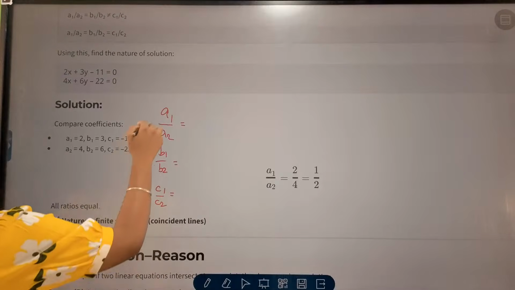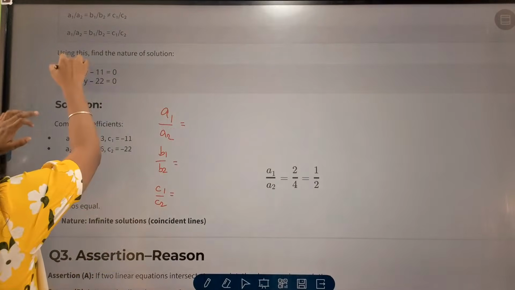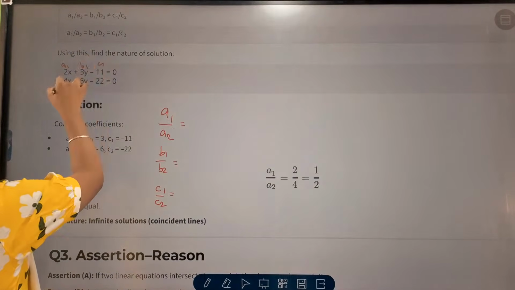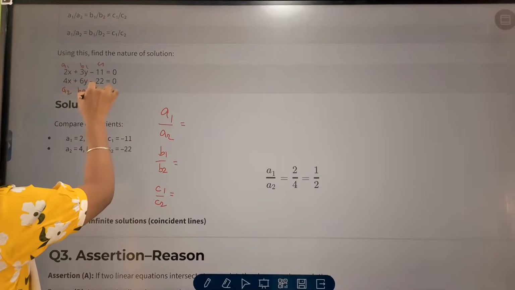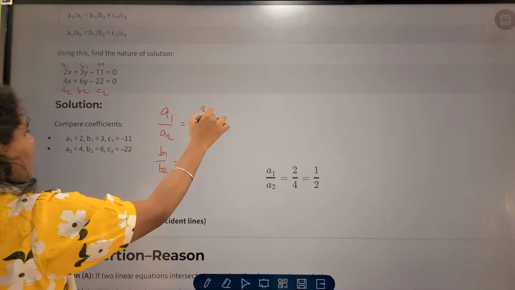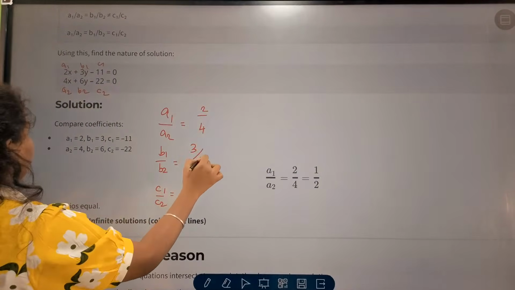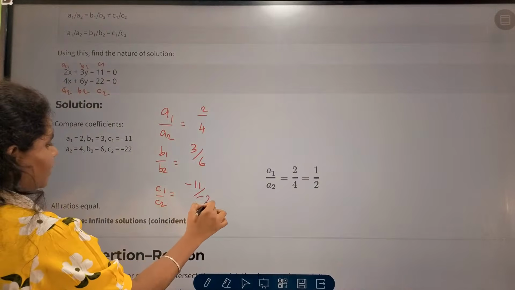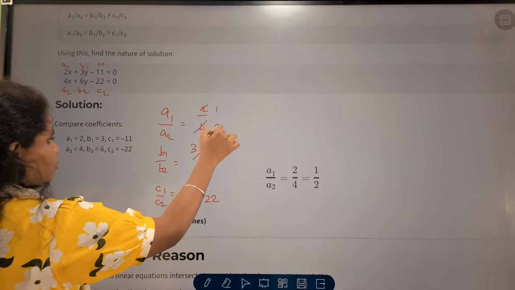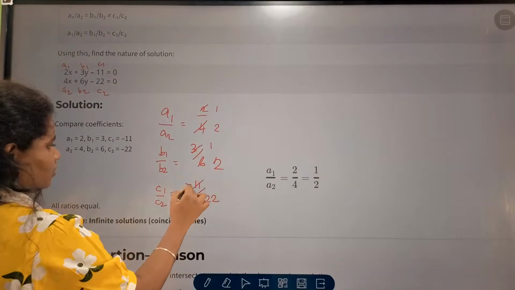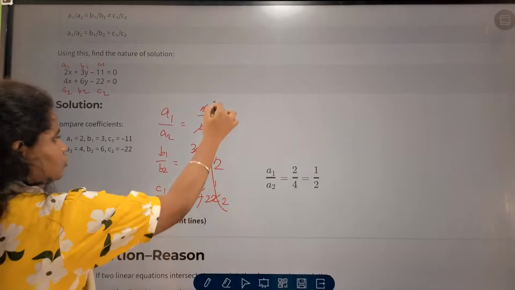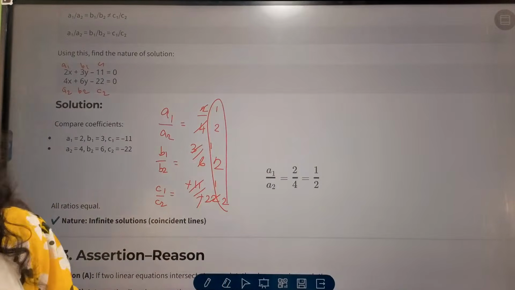I'm going to write A1, B1, C1, A2, B2, C2. So A1 by A2 is 2 by 4, B1 by B2 is 3 by 6, C1 by C2 is minus 11 by minus 22. That is 1 by 2, 1 by 2, 1 by 2. So all the three values are equal.